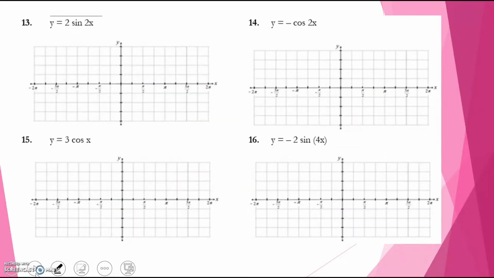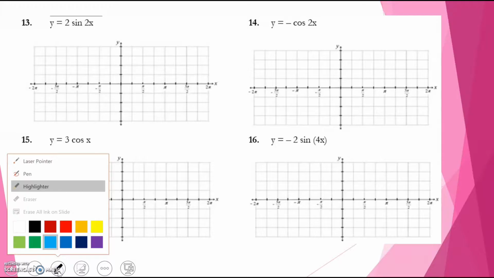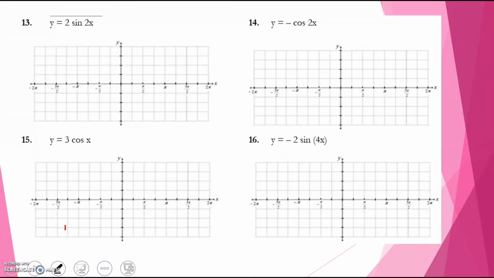So now what I want you to do is to do 13, 14, 15, and 16. Be careful once you get to 14 and 16 because there is a negative out front. So that means whenever you're drawing it, you're going to have to flip over your graph. So once you have them drawn, go ahead and replay it and see how you do.